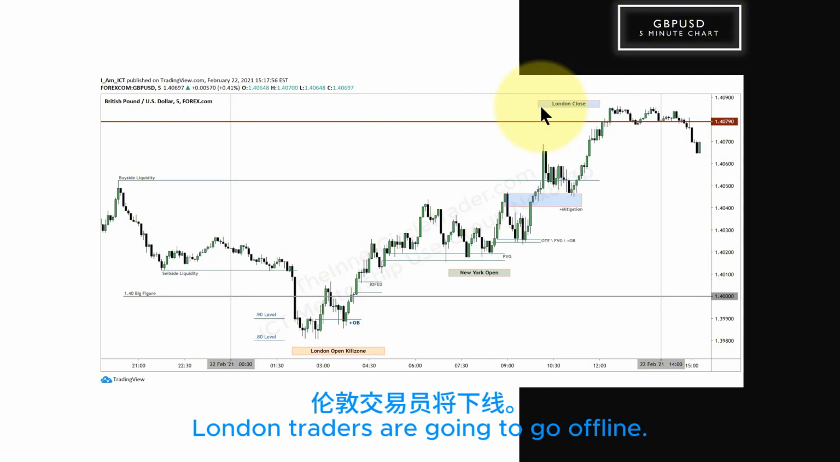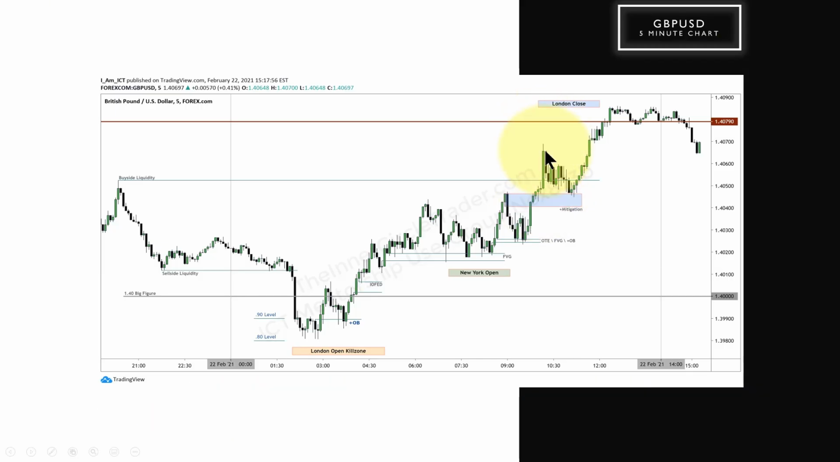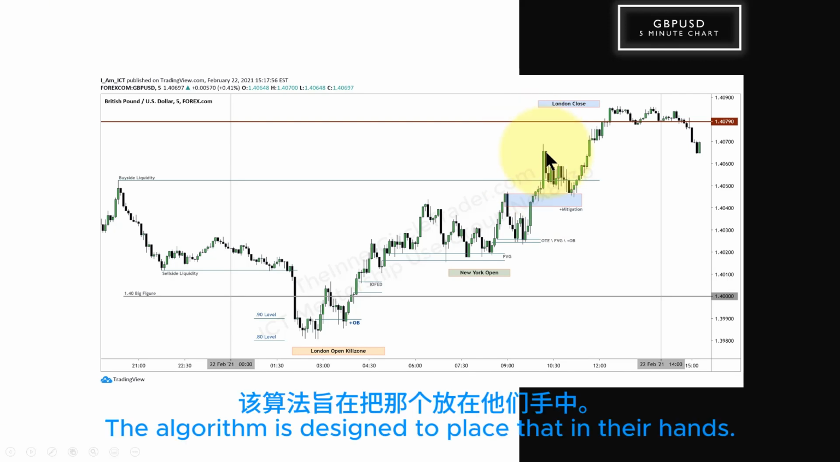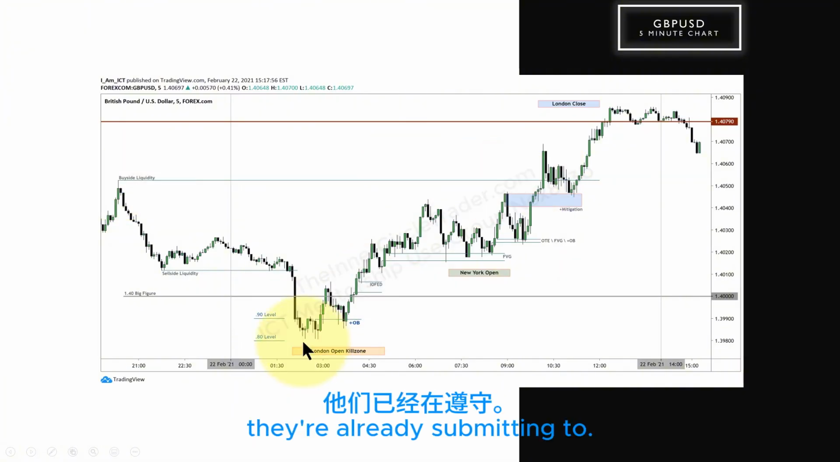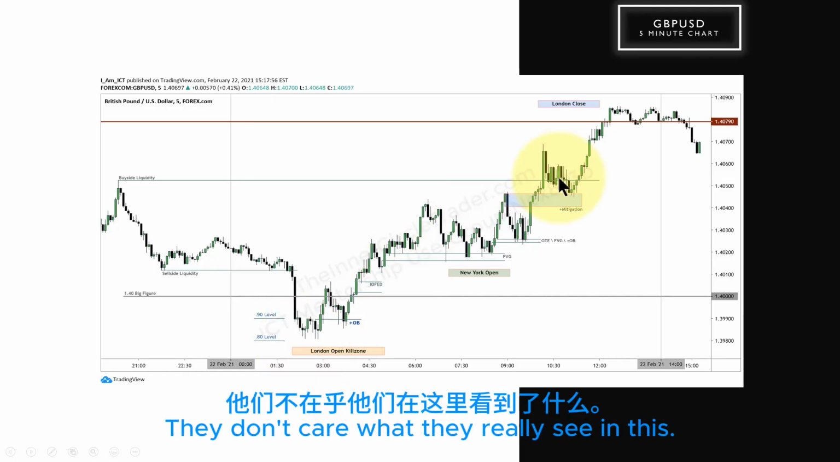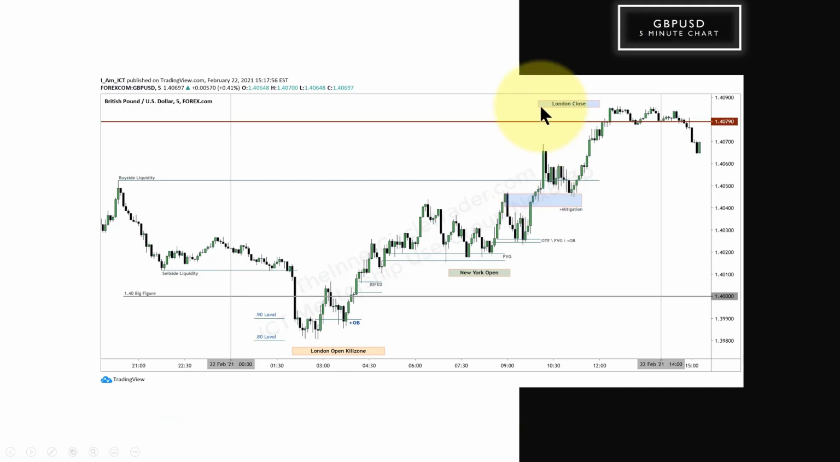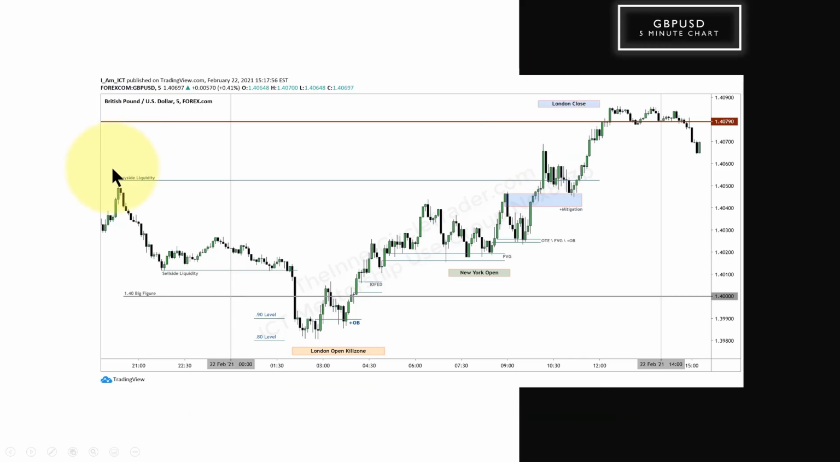London traders are going to get ready to go offline. Well, they're going to drive it in there for them to take their profit. Who's they? The makers of the algorithm. The algorithm is designed to place that in their hands right above here at London close. It's a time element. So when they buy down here, they're already submitting to it. They don't care what they really see in this. They're submitting to the time element at 10 o'clock in the morning. They are thinking that at 10 o'clock and this price are going to meet. Now I'll say that again.